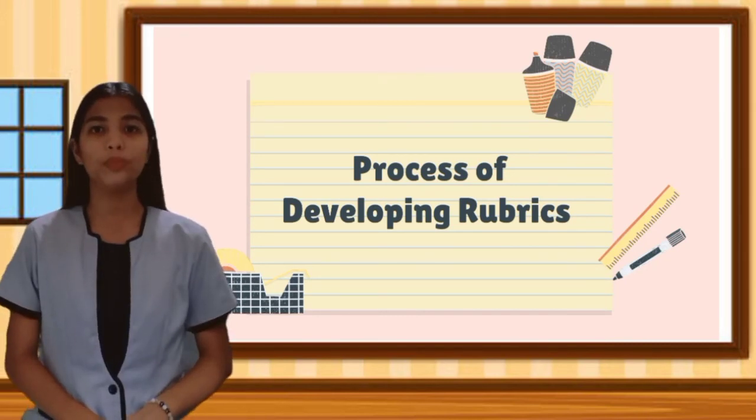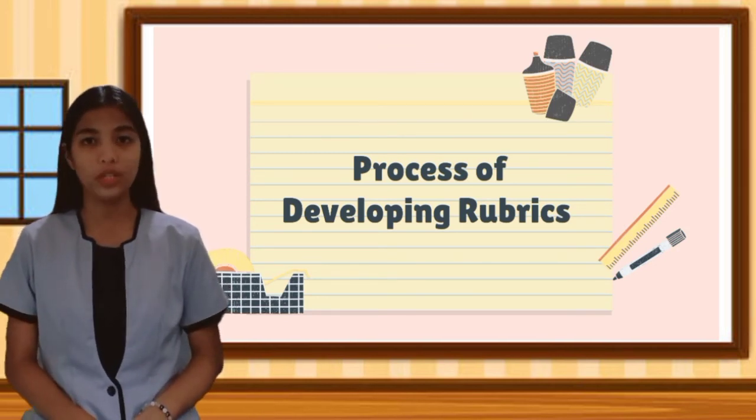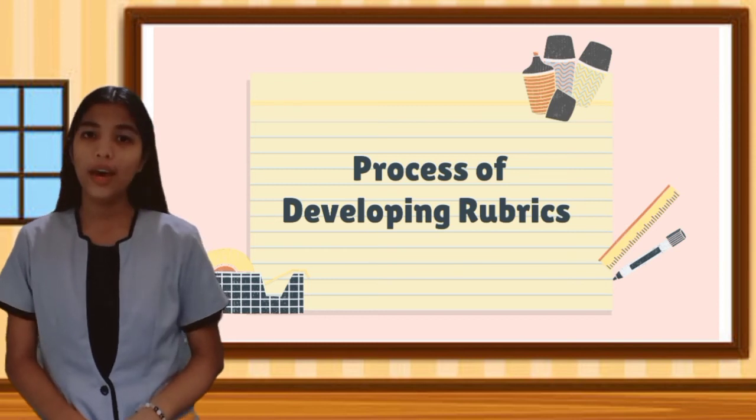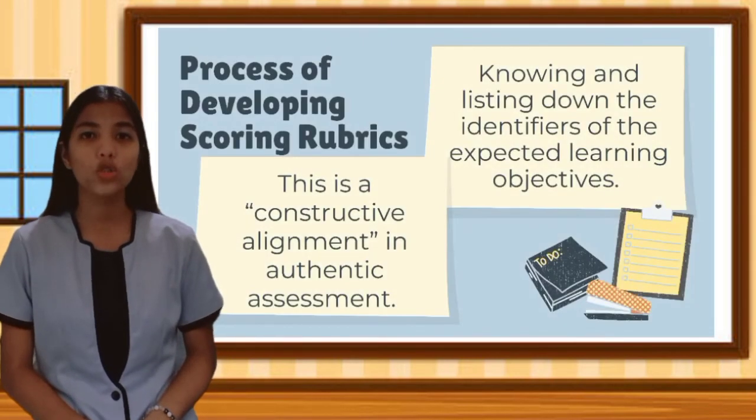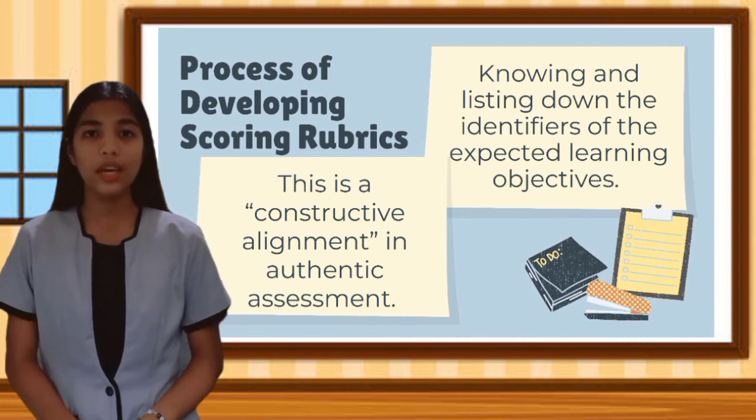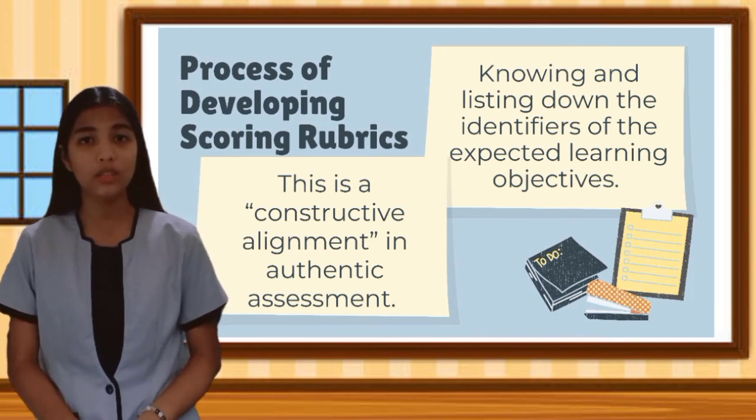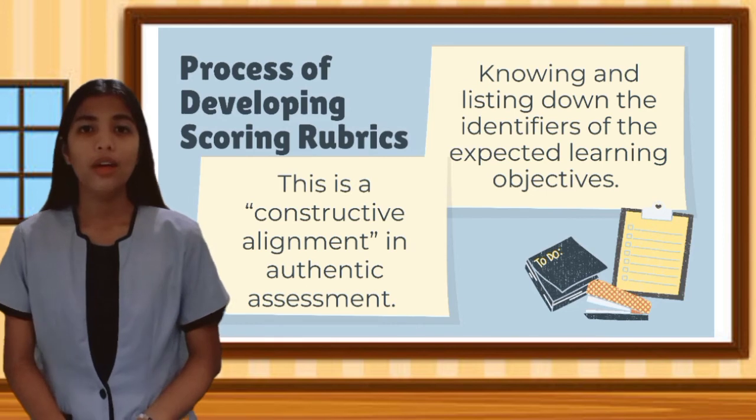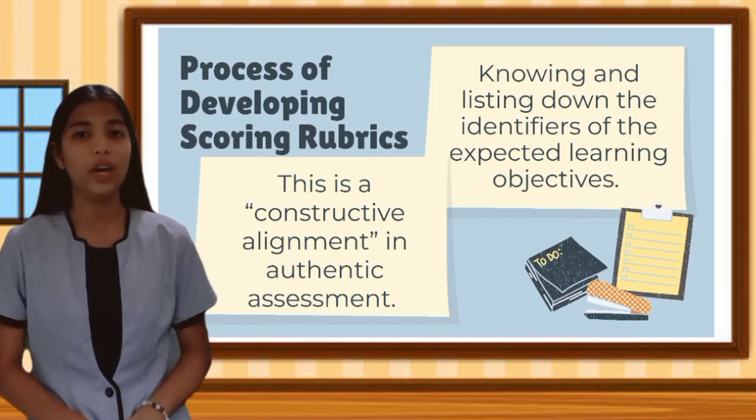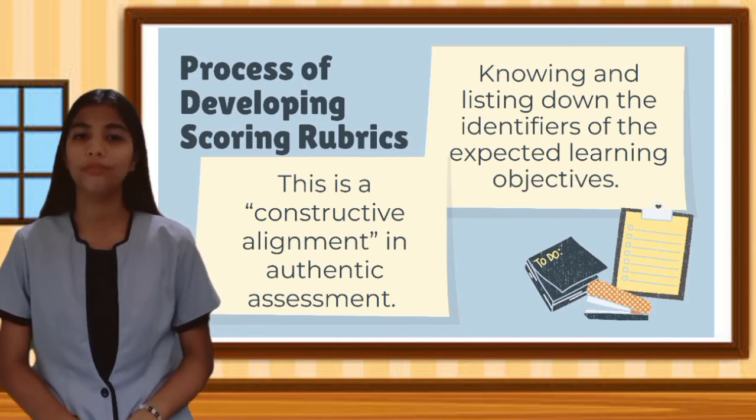Let us now proceed to the process of developing scoring rubrics. The development of scoring rubrics goes through a process, and the first step is knowing and listing down the identifiers of the expected learning objectives. This is constructive alignment in authentic assessment. So first, we must define the behavior to be assessed or evaluated, to determine what behavior students must perform or what they must be able to accomplish.